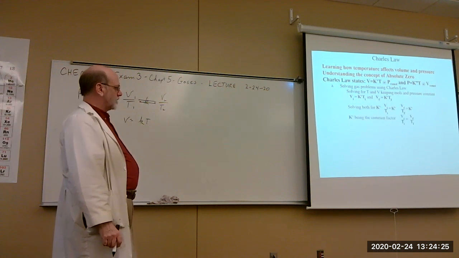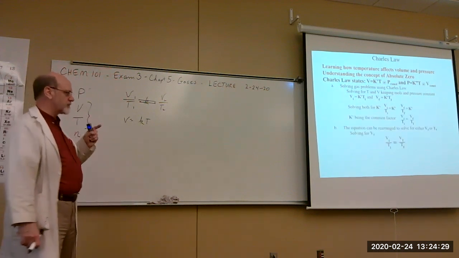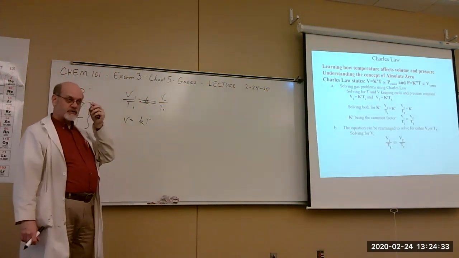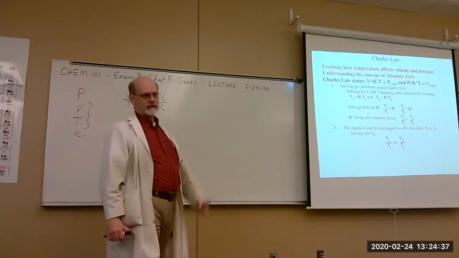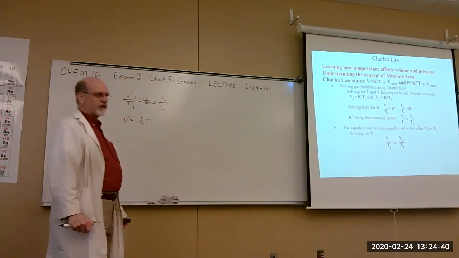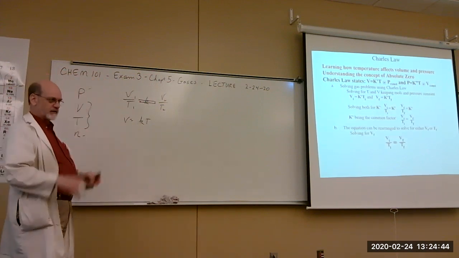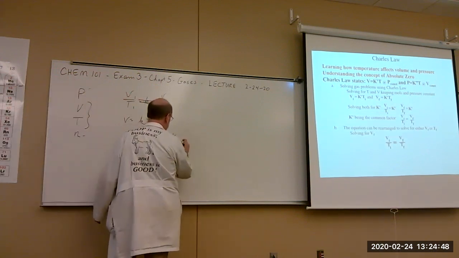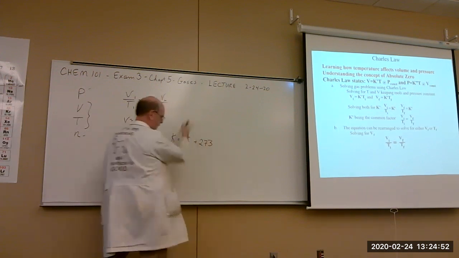So that's Charles' law. And the only stipulation in Charles' law is you can use any volume measurement you want, but the temperature has to be in absolute terms. And for us, that's Kelvin. There are other absolute temperature systems, but we're not using them. Just Kelvin, because it's so simple. If you want to find out Kelvin from your centigrade, degrees centigrade plus 273, that's Kelvin.